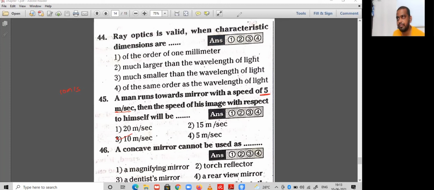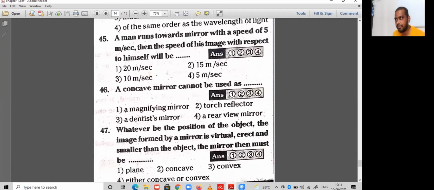Option 3. Look here. Let us take a plane mirror. Here the person is there. After 1 second, the person will reach 5 meters. Let us take T1 as the time. At 0 seconds, the image is formed here. Let us say at T1 the image is formed here. After 1 second, the image also will shift 5 meters. So total here 5, here also 5. Total 10 meters it will travel within 1 second. So 10 meters per second. Option 3 is the correct option.